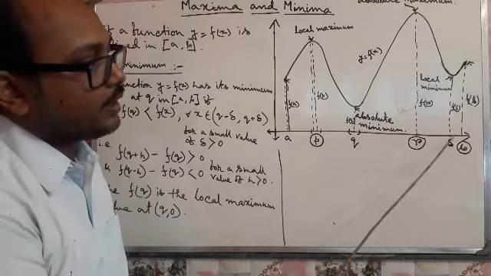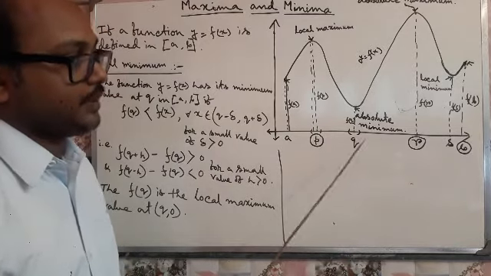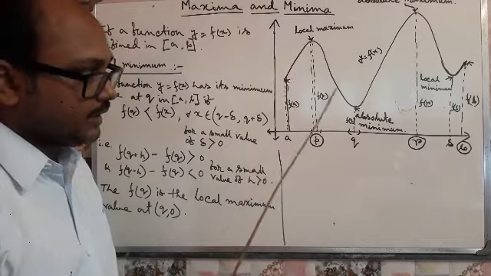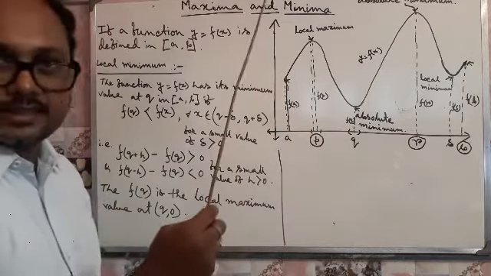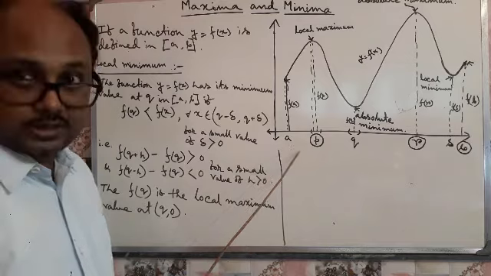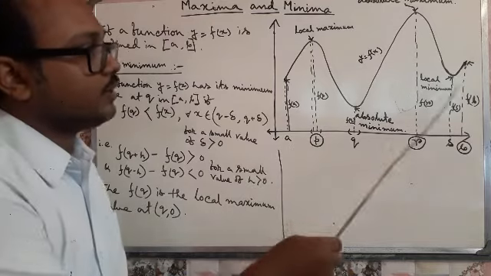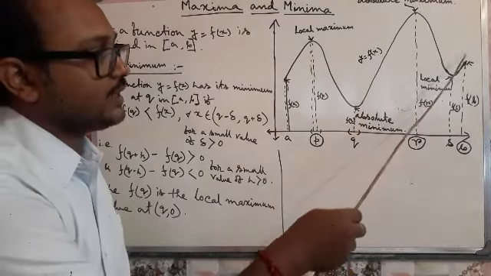And again at the point S, you see the same thing happen. That means the function is decreasing, you get the value, then again it is increasing. Not at the extreme points, mind it. Here also you see the function is decreasing, then again it is increasing.